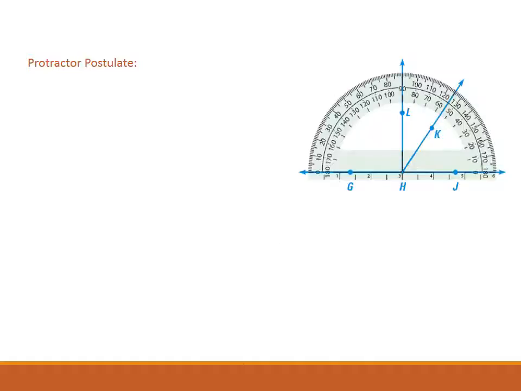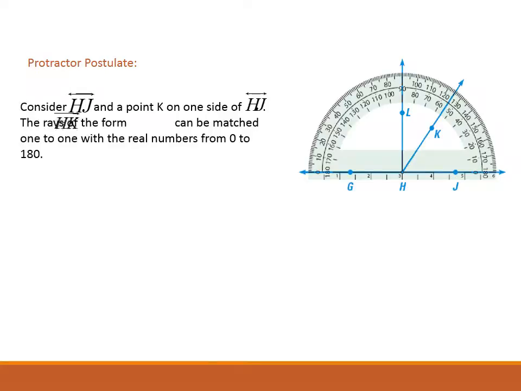Protractor postulate is just like a ruler postulate. It's basically taking the angle and putting it to numbers. So look at this protractor. Notice it goes from 0 all the way to 180, or on the other side from 0 all the way to 180. Now the angle GJ, that one is exactly 180 because it goes from 0 to 180.